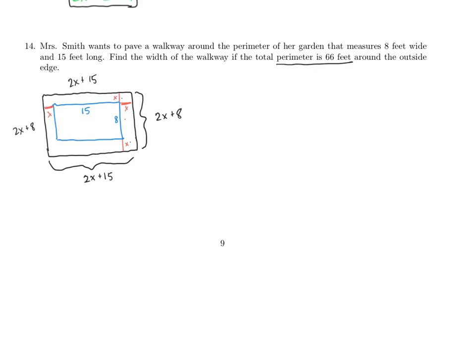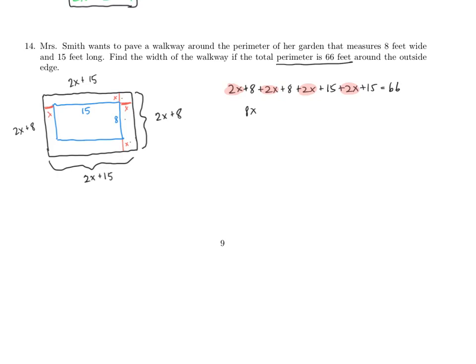So if we add it all up and set it equal to 66, we'll be able to solve for X, which is what we're trying to do. So we have 2X plus 8 plus 2X plus 8 plus 2X plus 15 plus 2X plus 15 is equal to 66. So I added up all the sides and set it equal to 66. And now I need to go through and get all my like terms. So I have 2X, 2X, 2X, 2X. So it's 2, 4, 6, 8X.